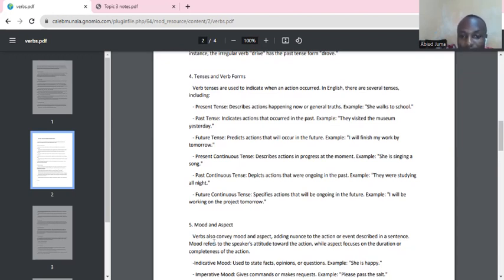Past continuous tense depicts actions that were ongoing in the past. Example: they were studying all night. Future continuous tense specifies actions that will be ongoing in the future. Example: I will be working on the project tomorrow.